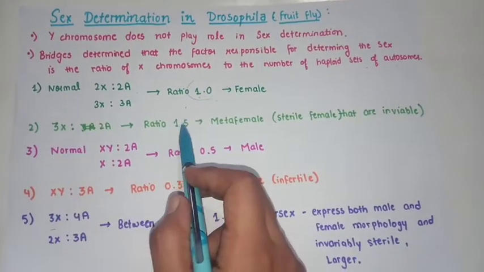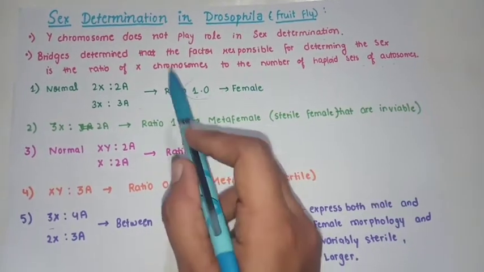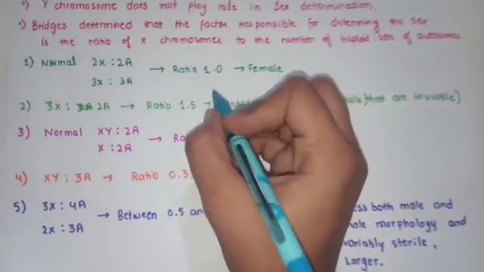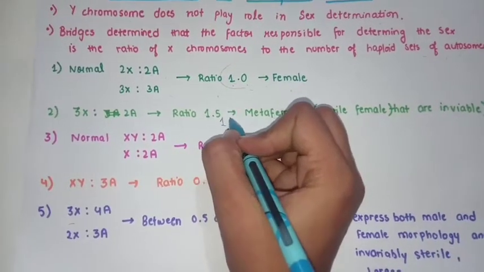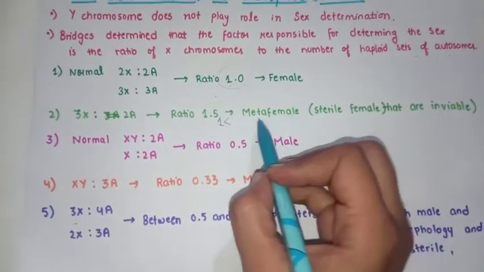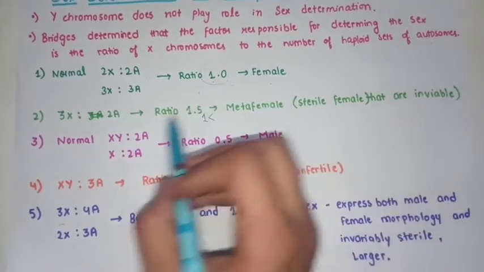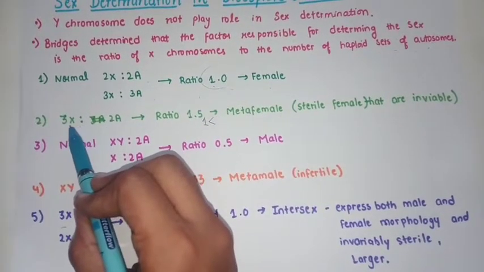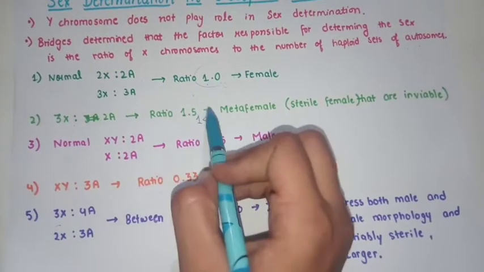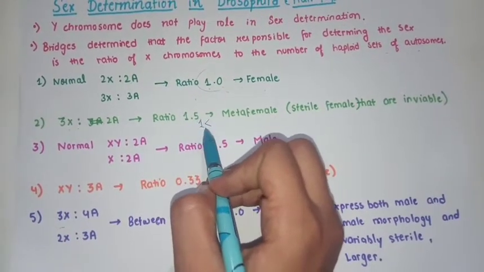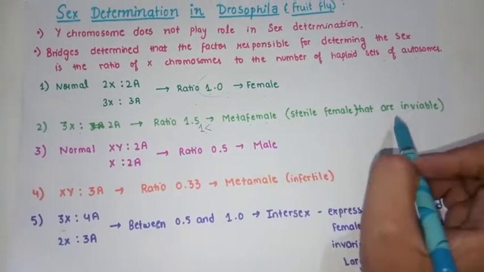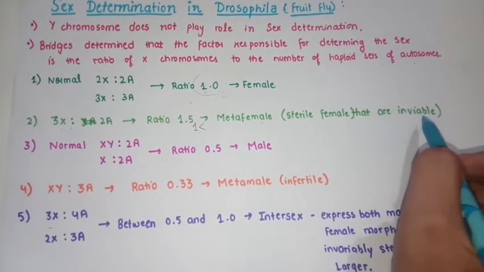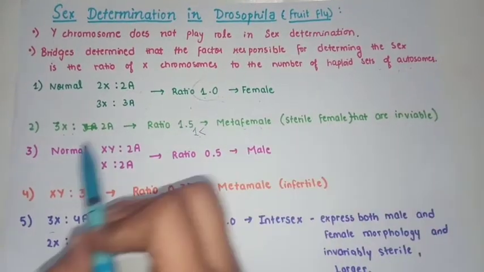In second case, when the ratio will be more than 1, then it will be a meta female. It's an example like 3X ratio 2A. So here the ratio is 1.5, more than 1. So here will be a meta female that are inviable. Inviable means they will not survive.